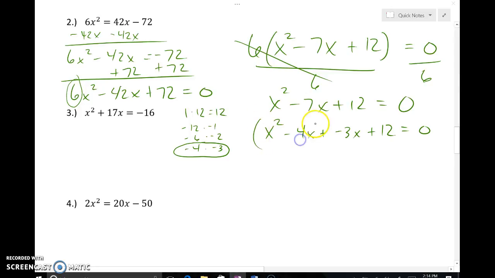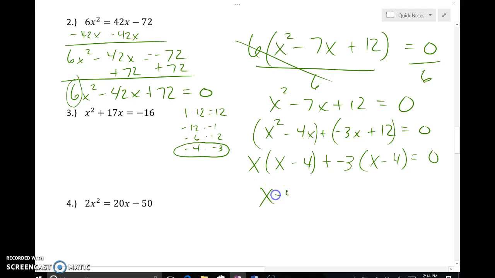So now I'm going to group my first two and my last two terms, and pull out the greatest common factor of each. x is the greatest common factor in my first binomial, left with x minus 4. Negative 3 can be a factor of both of these, so I'm going to pull that negative 3 out, and I'm left with x minus 4 for my second binomial. Those match, so I know that I did that correctly. That's the greatest common factor, x minus 4, and I'm left with x minus 3, and all that's equal to 0.